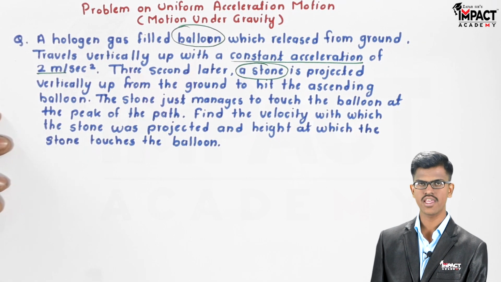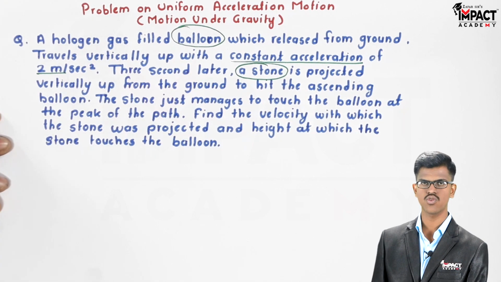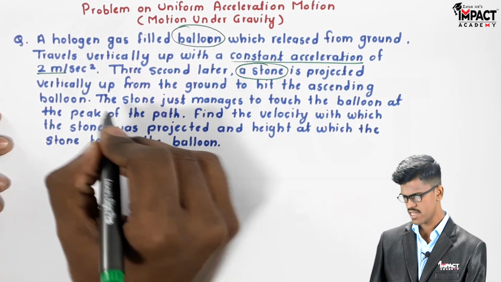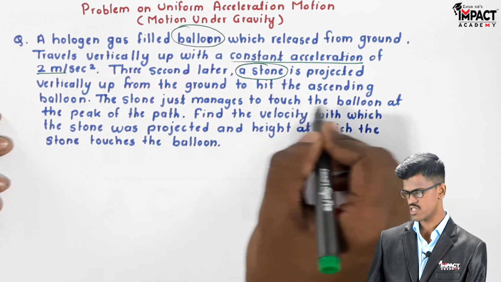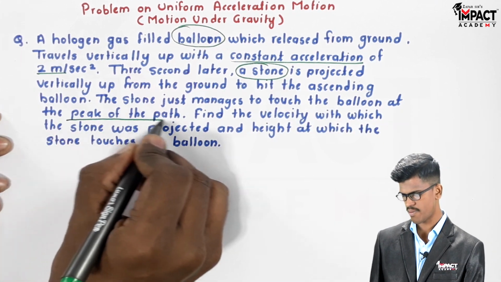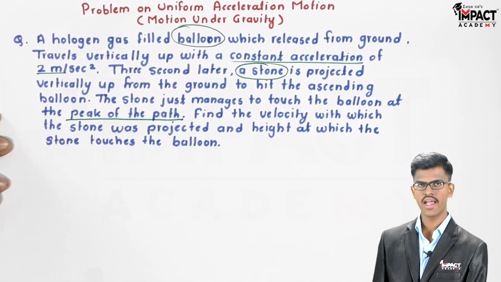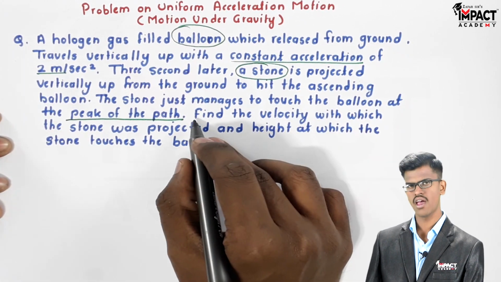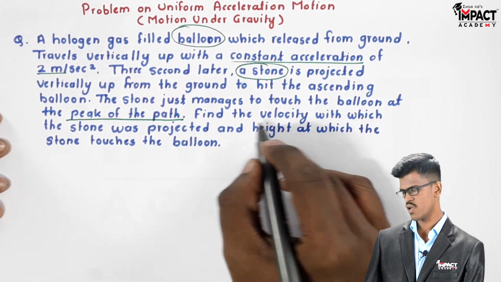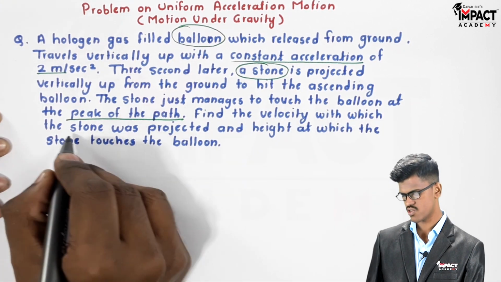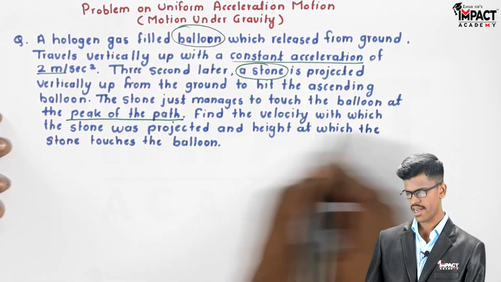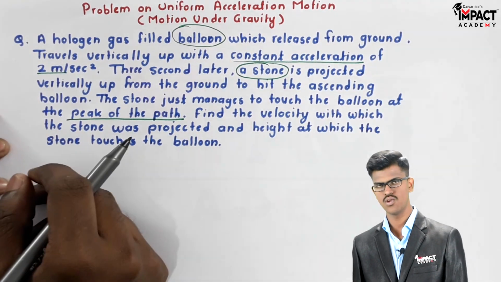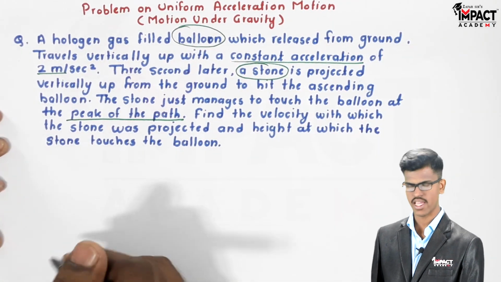At that point, the final velocity of the stone is zero, and they mention the stone just managed to touch the balloon at the peak of the path. It means at the peak of the path, the final velocity of the stone is zero. They ask us to calculate the velocity with which the stone is projected and the height at which the stone touches the balloon. So let's first draw the diagram.